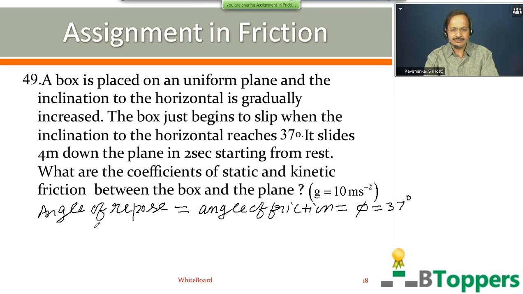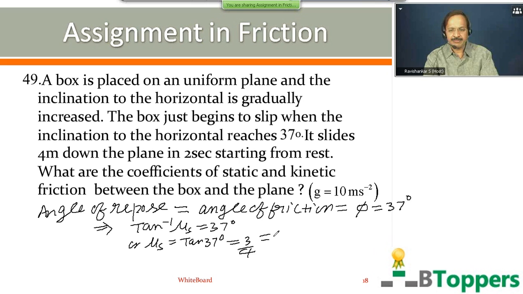The angle of friction can be written as tan inverse μs, where μs is the coefficient of static friction between the two surfaces. Therefore, tan inverse μs is 37 degrees, or μs is equal to tan 37 degrees. That comes out to be about 3/4 or 0.75. That is one of the answers.